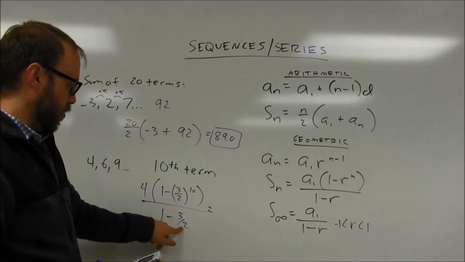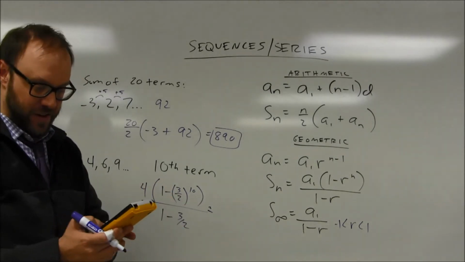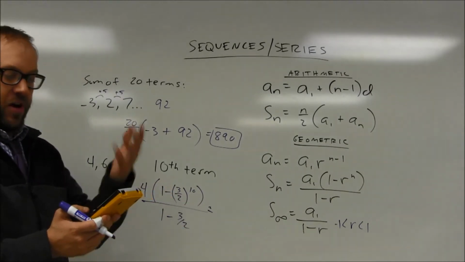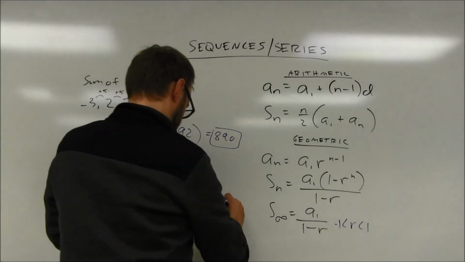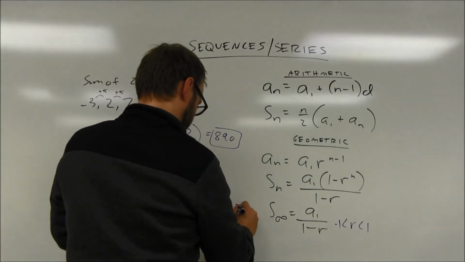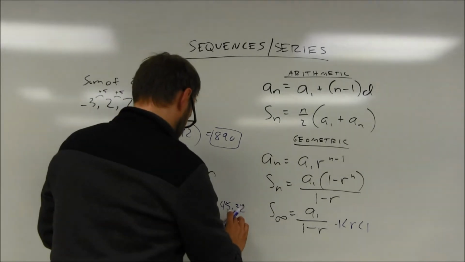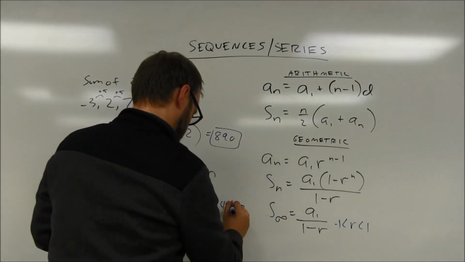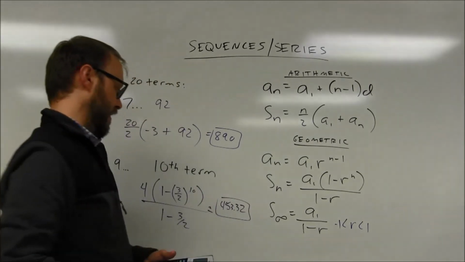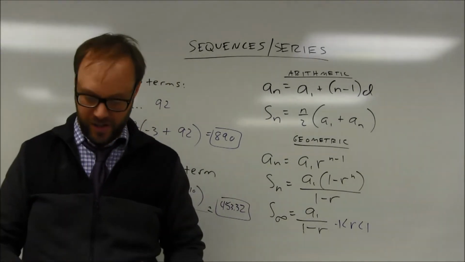1 minus 1.5 is negative 0.5, so I'm going to divide by negative 0.5, which will end up giving me a positive answer. It's about 453.32. Okay, sorry about that. 453.32 is my final answer. All right, so mostly just plug and chug.